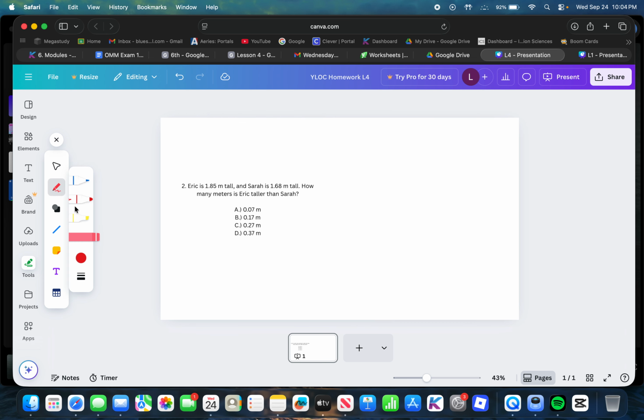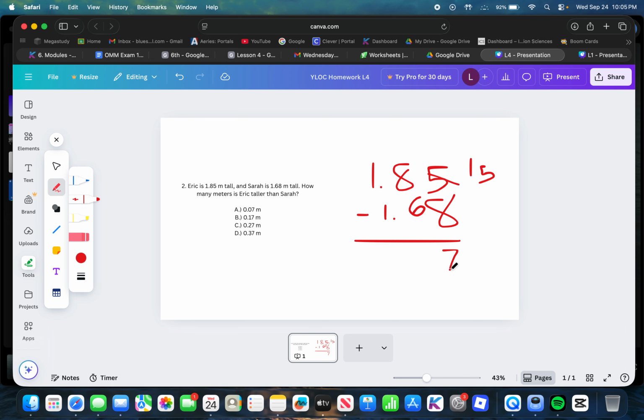Number 2. Eric is 1.5 meters tall and Sarah is 1.60 meters tall. How many meters is Eric taller than Sarah? What we want to do here is subtract, because it's asking for the difference between Eric and Sarah. 1.85, 1.68. Now let's plug this in. 15 minus 8, that's 7. We had to do a group, 17.